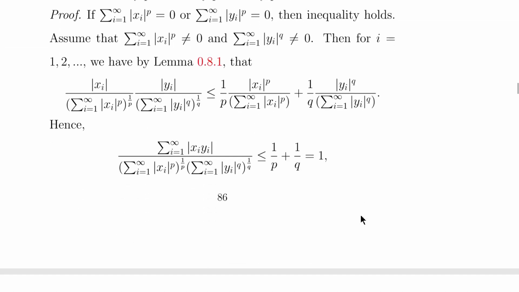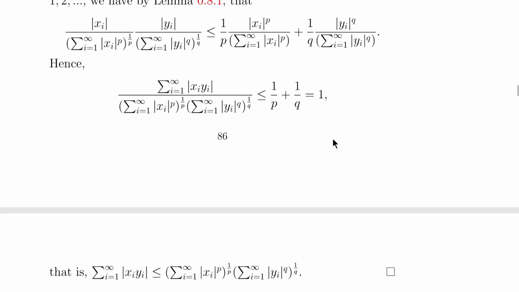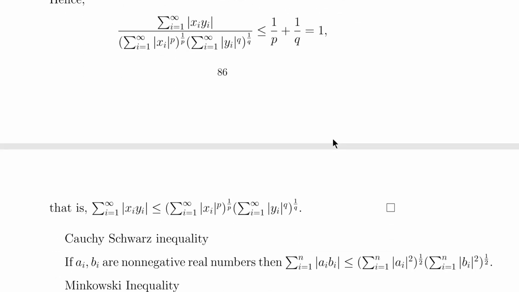So here, this gets cancelled if we take the summation over i. So we get this is less than or equal to 1 over p plus 1 over q, and you know that because p and q are exponent conjugates, 1 over p plus 1 over q is equal to 1, and hence we get the required result.